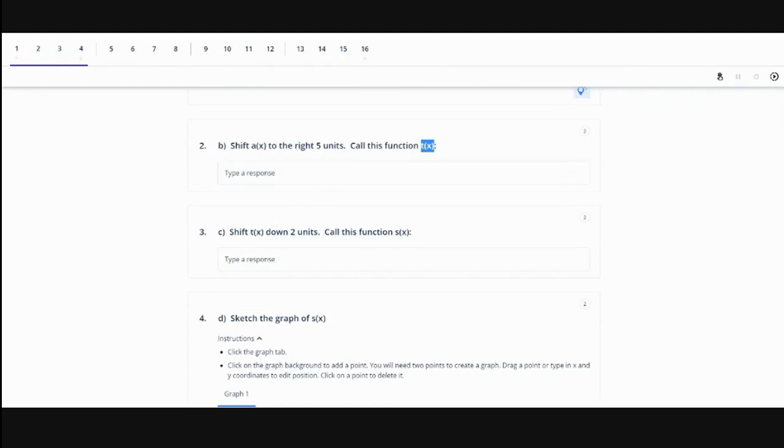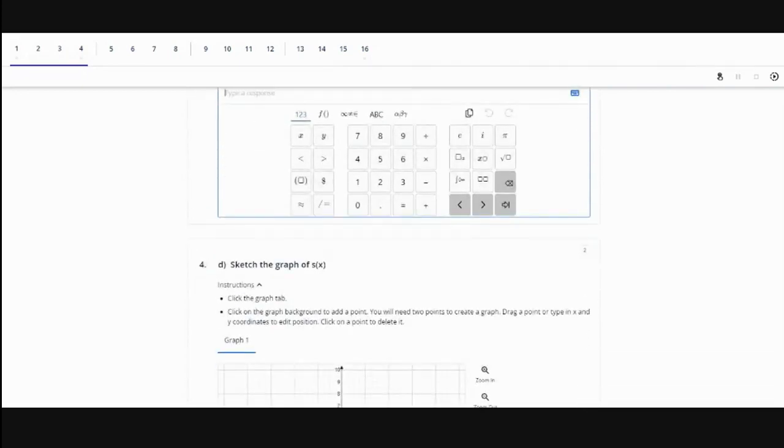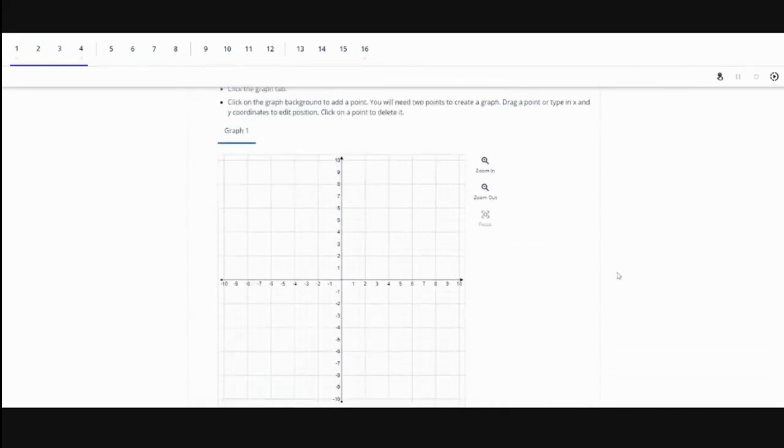So then you take T of x and shift it down 2 units and call this S of x. All right, so S of x would go right there. And then finally it says sketch the graph of S of x. All right, and now let me show you how this works. I want to show you how this works on Formative.